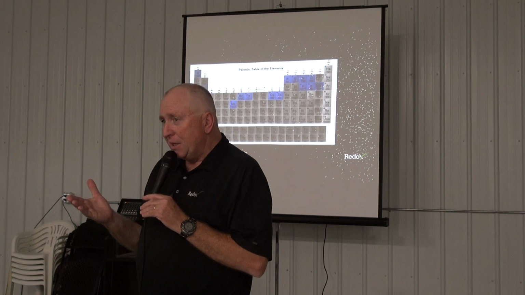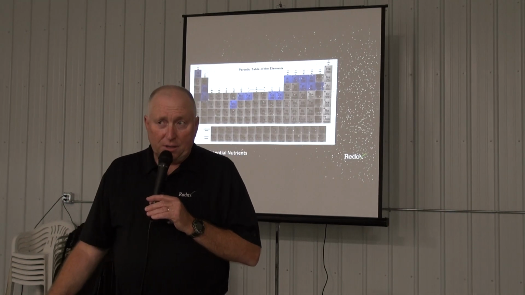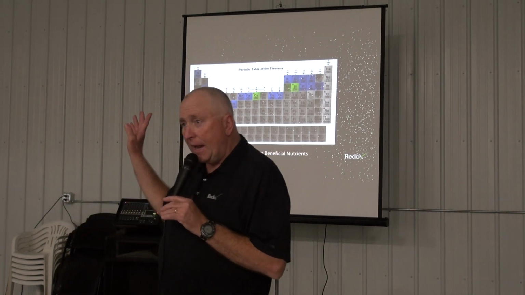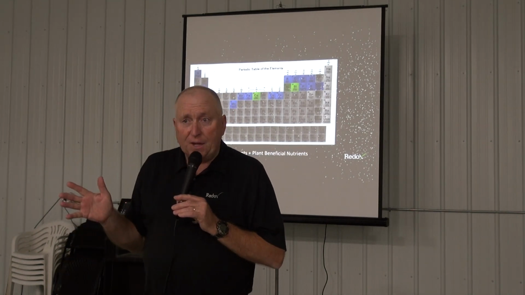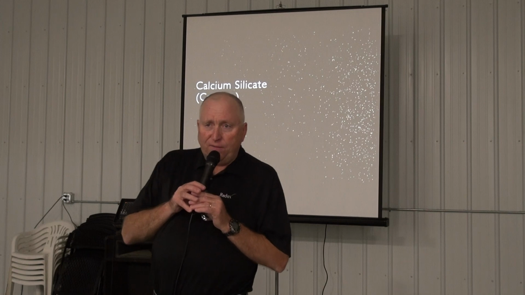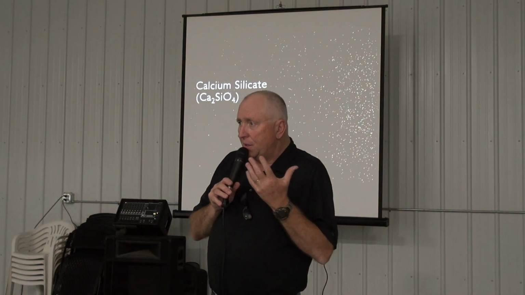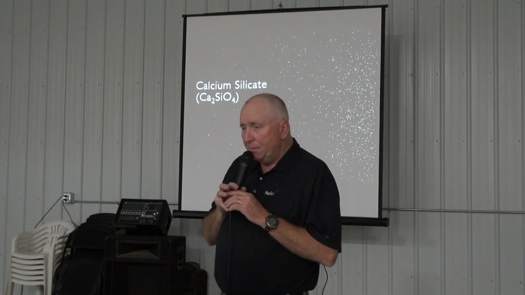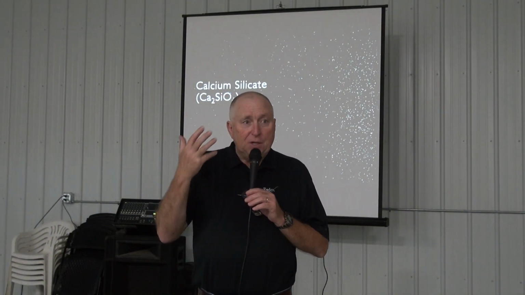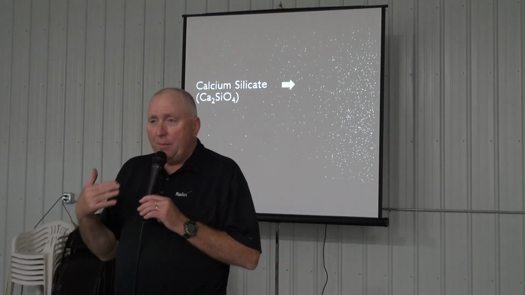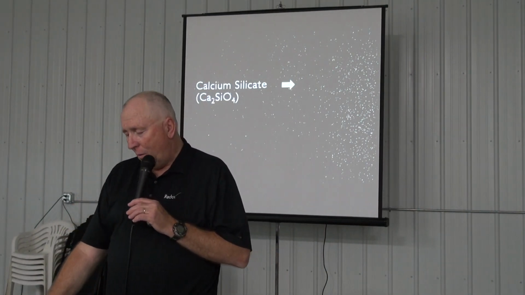Of course, we have the essential plant nutrients, and silicon is not considered an essential plant nutrient. Rather, it is a category that's referred to as beneficial plant nutrient. One of the common forms of silicon in the soil, the earth's crust, is calcium silicate. Now, calcium silicate is insoluble, so it cannot be taken up in the plant in that form.